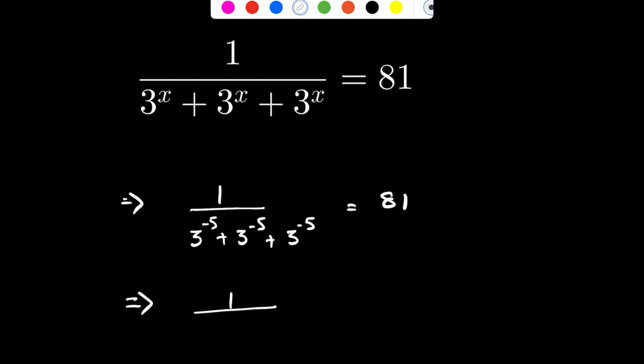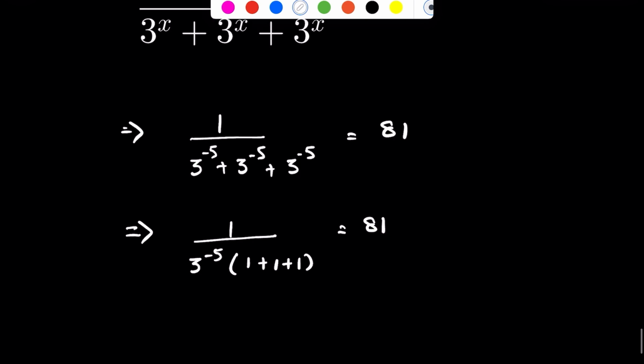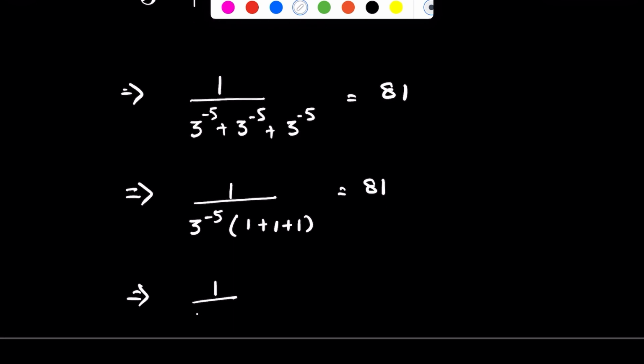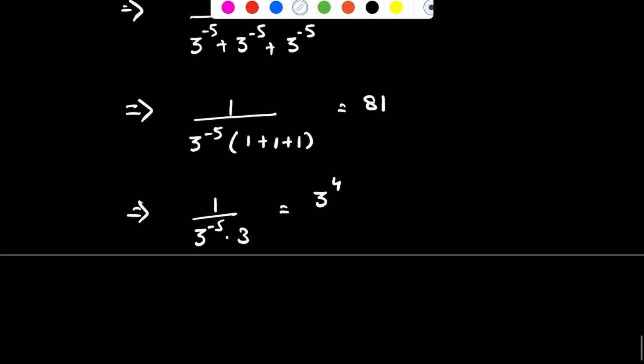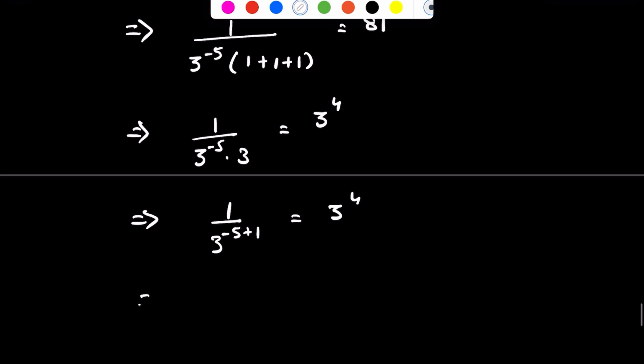Again we take 3 raised to the power minus 5 as common, and then 1 plus 1 is equal to 81, or 1 upon 3 raised to the power minus 5 times 3 is equal to 3 raised to the power 4. Now this is 1 upon 3 raised to the power minus 5 plus 1 is equal to 3 raised to the power 4, or 1 upon 3 raised to the power minus 4 is equal to 3 raised to the power 4.